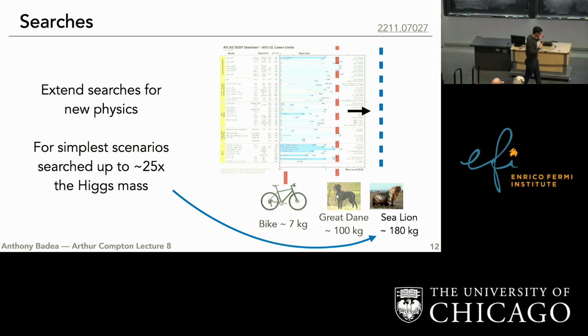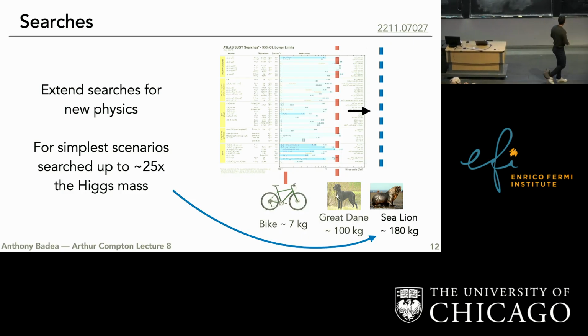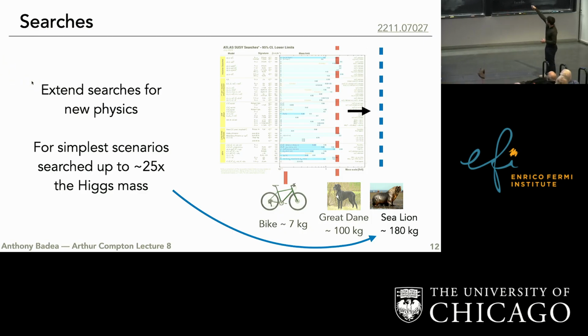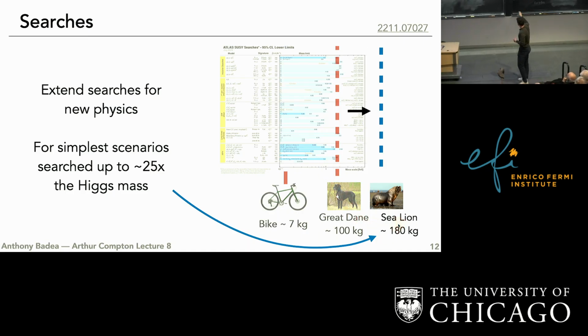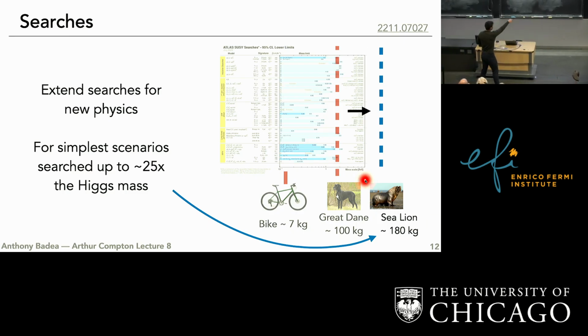So like what we talked about last time, where we're searching for higher and higher mass particles, the analogy, I think I showed this a while ago, is that if the Higgs boson is like the mass of a bike, we've probed up to roughly 15 times it, so like the mass of a Great Dane right now. And then from the high luminosity LHC, I tried to find something that was like 180 kilograms, like a sea lion.